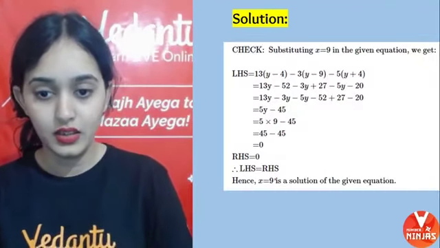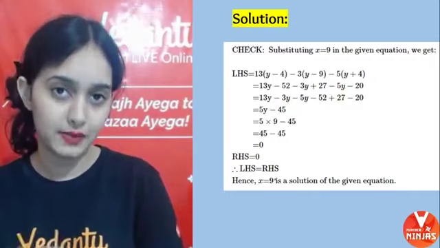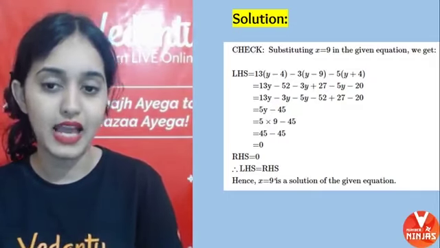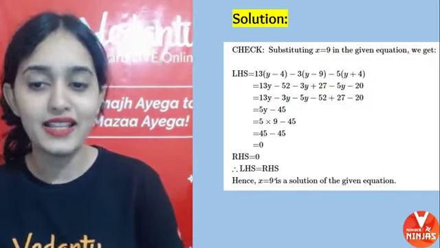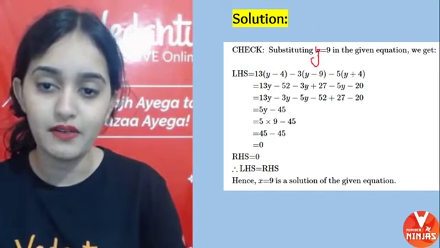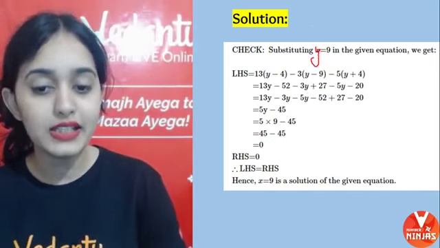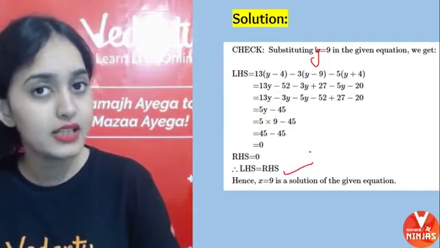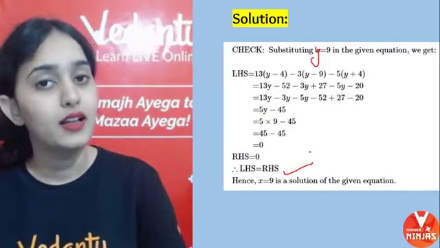Okay. Now you can check by substituting the value of y as 9. Not x, y as 9. X will not come here, y will come. Y as 9, and you will see that LHS came equal to RHS, and our answer is absolutely correct.